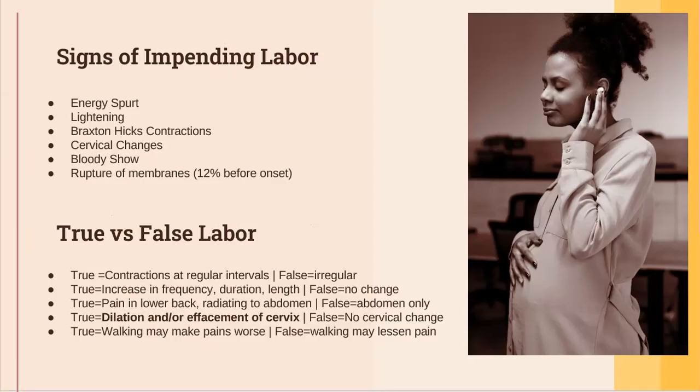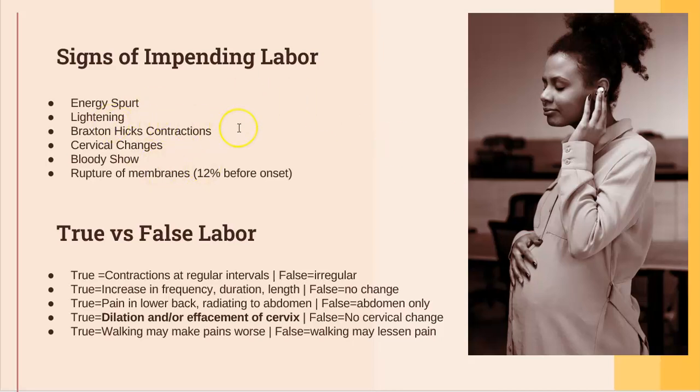So signs of impending labor, for a lot of people, they get energy spurts. They might get lightening, where the fetus sort of drops down, so it's less sort of into your xiphoid process up here. Baby kind of lightens up because it's engaging into the pelvis, so you might feel a relief. Women feel lots of times that they can breathe better when labor is sort of getting ready to start.